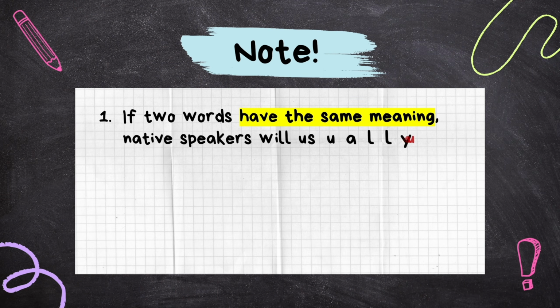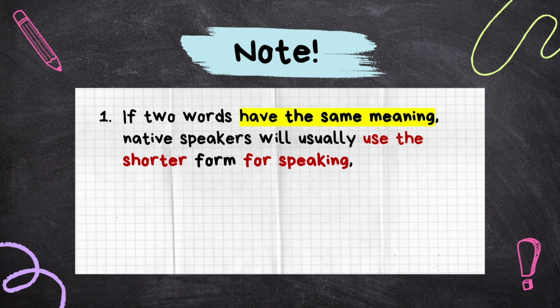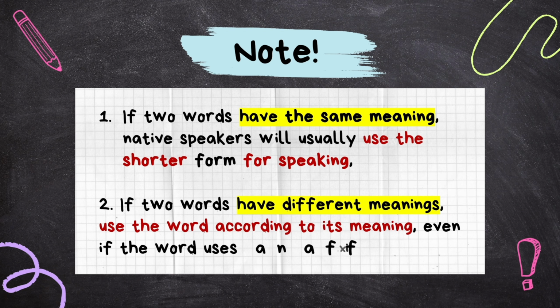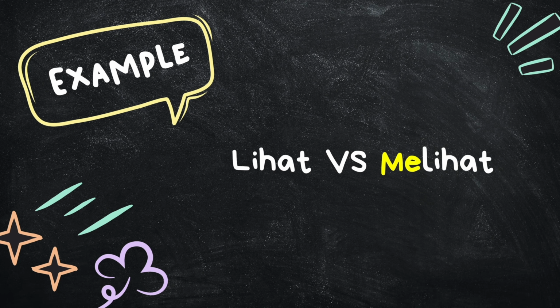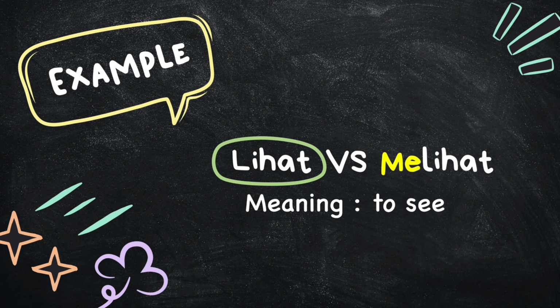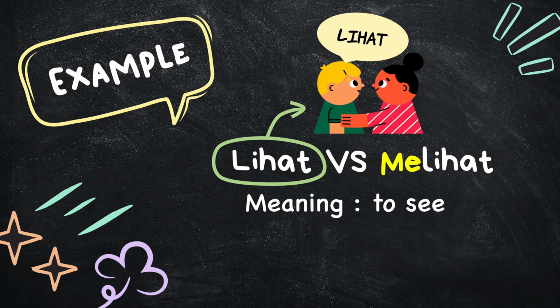If two words have the same meaning, native speakers will usually use the shorter form for speaking. But if the meaning is different, then you must use the word with affix. For example, lihat and melihat. These two words have the same meaning, to see. So Indonesian native speakers will use lihat for speaking because it's shorter.